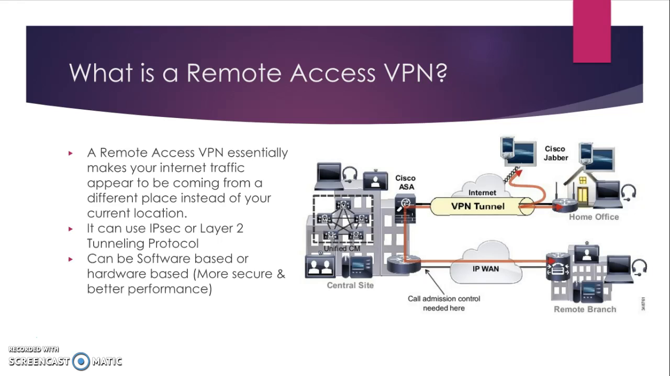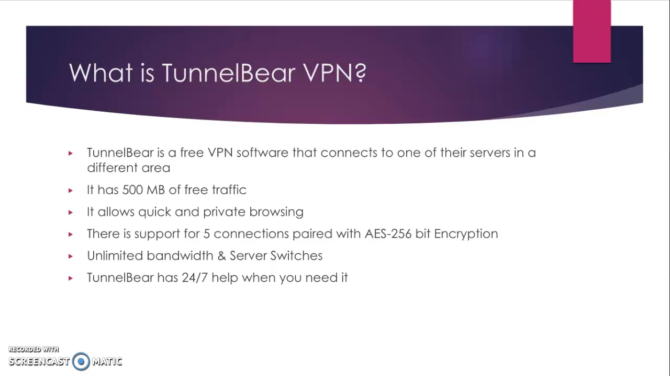And the reason it's doing this is to hide sensitive material from people that might try to gain access to it. Particularly important in business settings where sensitive and business critical information is going across that cannot be discovered without significant impact to the business. So VPN uses IP security or layer 2 tunneling protocol, and it can be software-based or hardware-based. Hardware-based being more secure and having better performance, but it can be either.